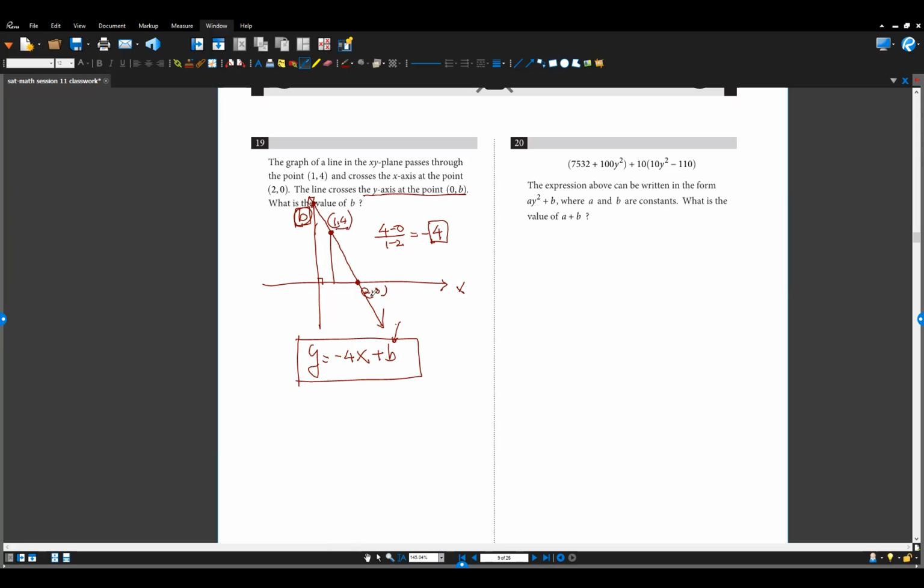Use any point. Okay, I'm going to use 1, 4. With x equal to 1 and y equal to 4, 4 equals 1 times negative 4 plus B. So from here, B equals what? 8. So 8 is the y-intercept. I used the equation of the line.